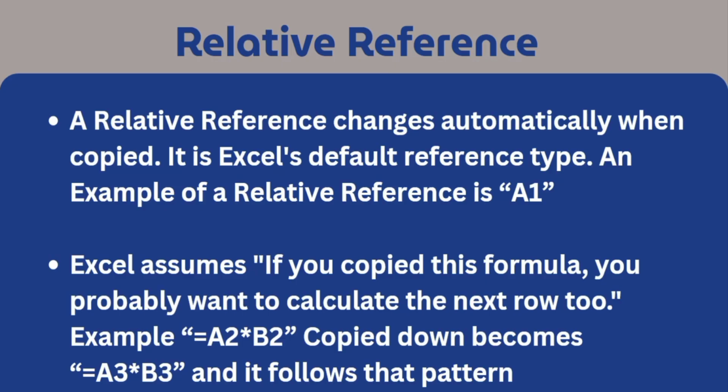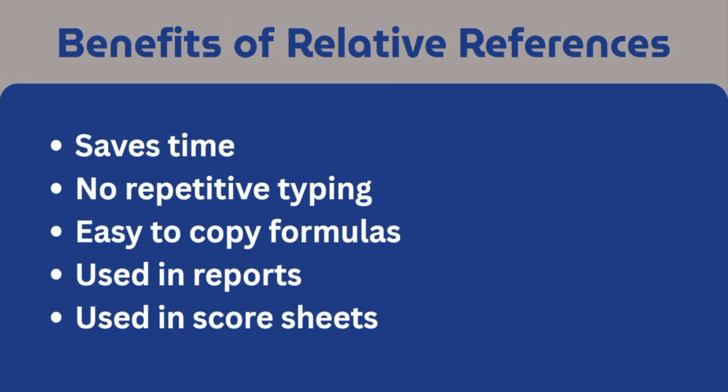So for example, =A2*B2, copied down, becomes A3*B3. If you keep copying it down, it keeps going as A4, A5, A6, and so on. The benefits of relative reference: it saves time, no repetitive typing, it is easy to copy formulas, and it is used in reports and score sheets.